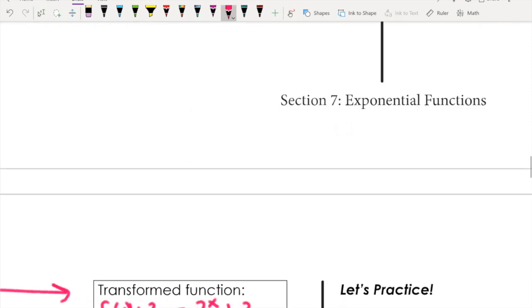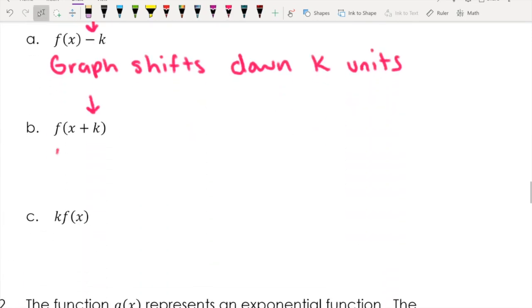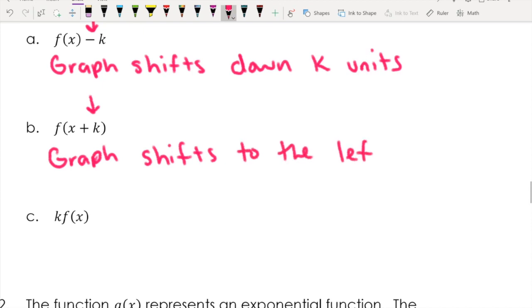So this one I'm going to say the graph shifts, and we said to the left, and I don't know what k is, so I'm going to say to the left k units.